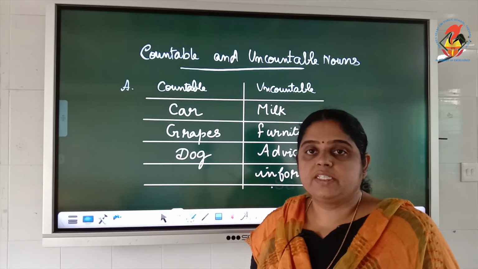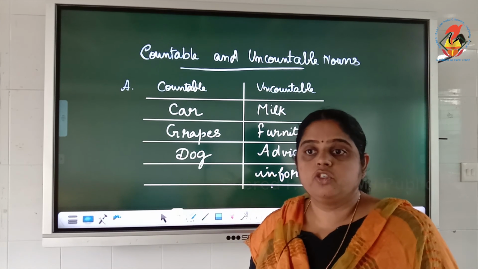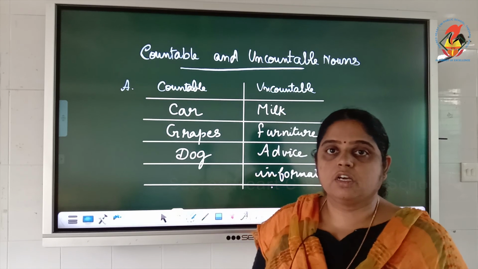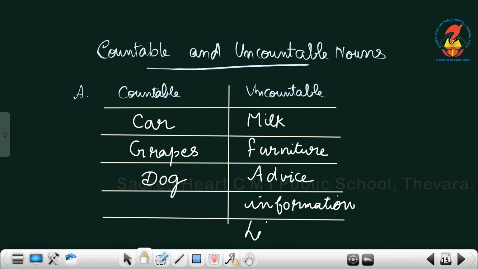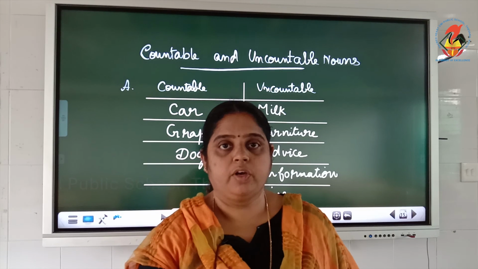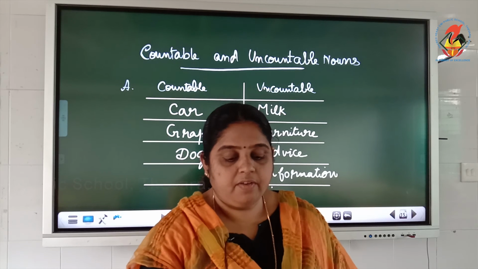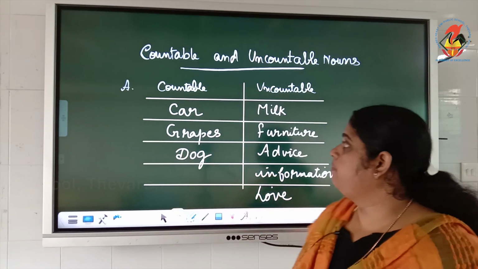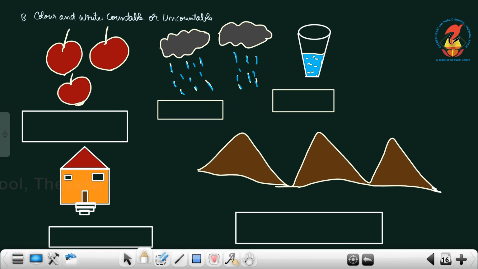What about love? Is it countable? Can you count how much you love someone? No, you cannot count and tell, isn't it? So, love is also an uncountable noun. Okay, got it? I hope all of you understood. Then we have one more exercise on that same page, that is to color the picture and write whether it is countable or uncountable.